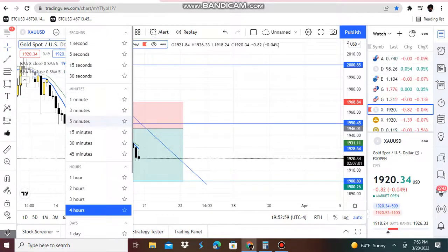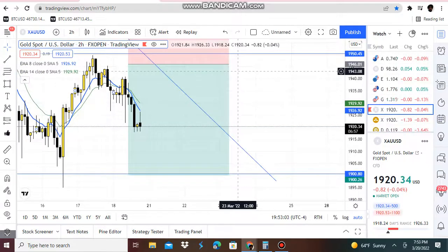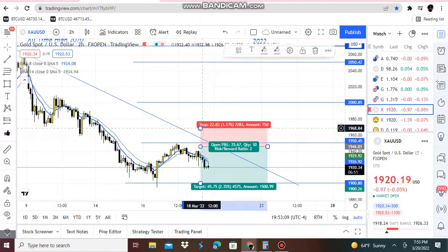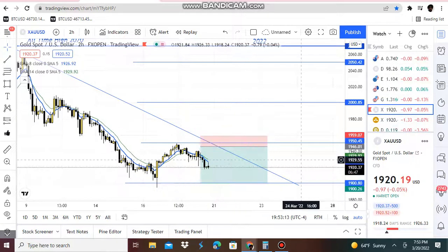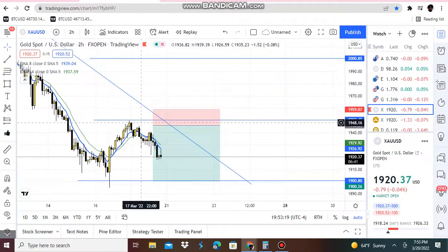We go down to the 2 hour. This is still a 2 risk reward ratio. Yeah, still 2 risk reward ratio. Obviously, if we put our stop loss a little higher, we can get a better risk reward ratio, 3 to 5 risk reward ratio. You could have got in around here, 1945, boom.